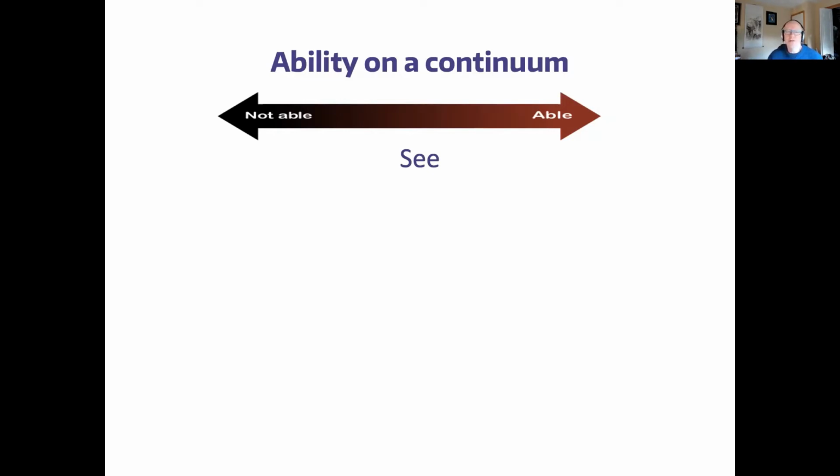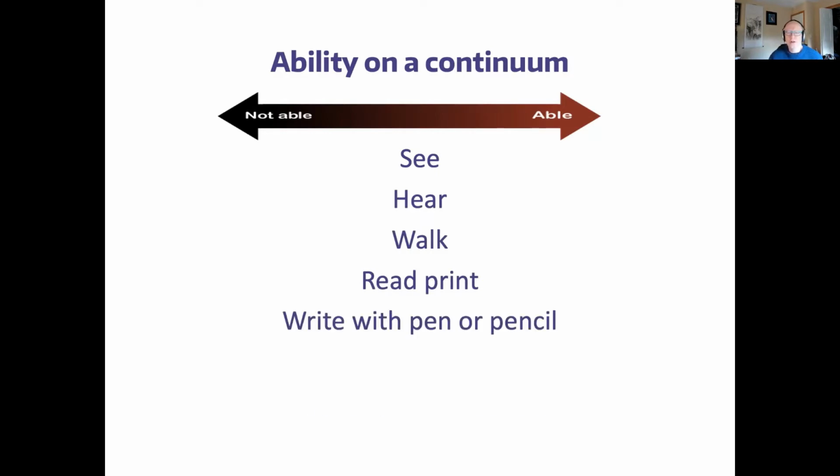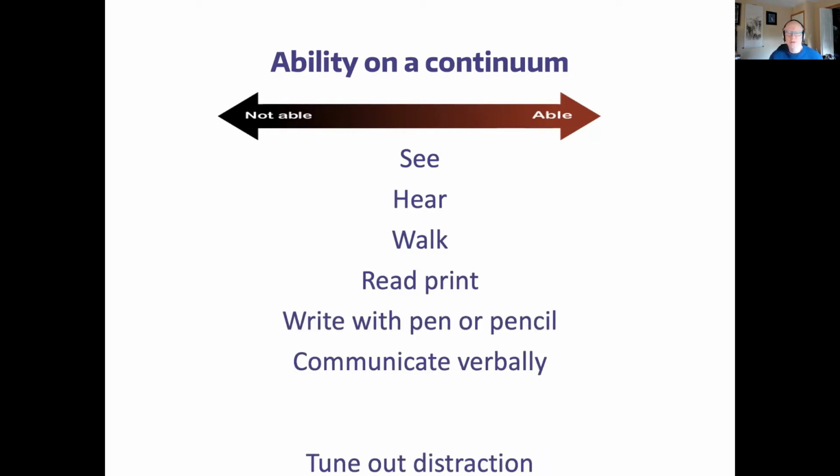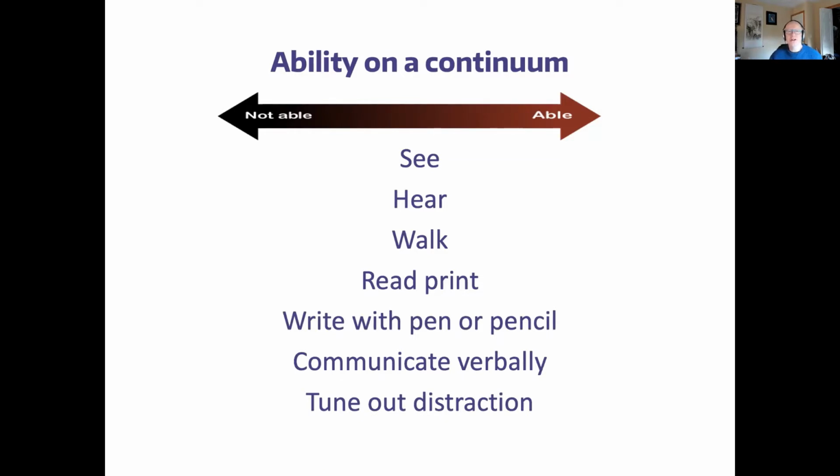I actually would be pretty far left on the not able end of the spectrum if I didn't have this assistive technology that I wear. You can measure the same in people who are able to hear, people's ability to walk, to read print, to write with pen or pencil, to communicate verbally, to tune out distraction, and on and on. Lots of different functions that we're asking people to perform when we provide them with digital experiences.